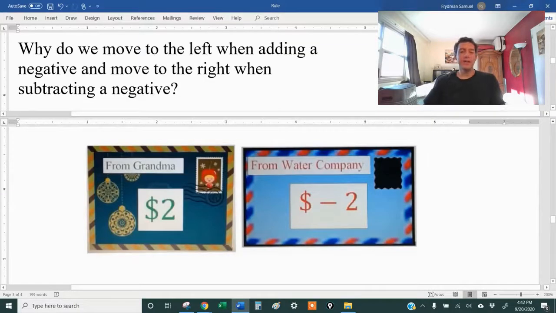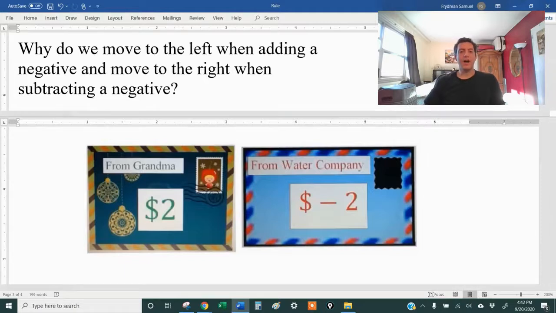Hi everybody. In the last video, I told you that adding a negative was like subtracting a positive. In both cases, you move to the left. And I told you that when you subtract a negative, you move to the right, which is just like adding a positive. But I never told you why that was. So in this video, I'm going to tell you why that is.